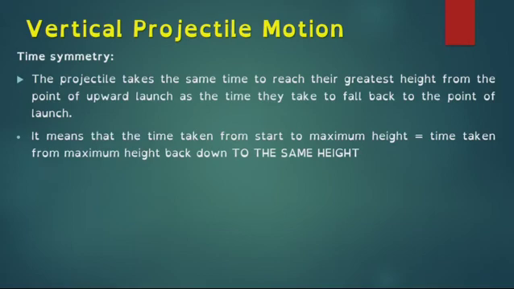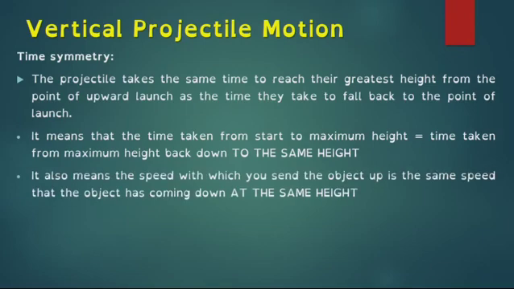So firstly, I can say, well, the time taken from start to maximum height equals the time from maximum height down to the same point. But it also means that the speed with which I send the object upwards is the same speed that the object will have at that same height, but going down. Right. So guys, that is the theory part of vertical projectile motion.